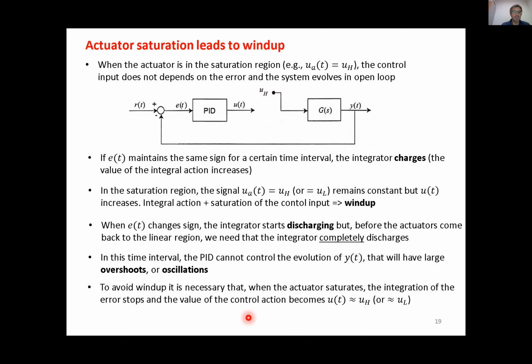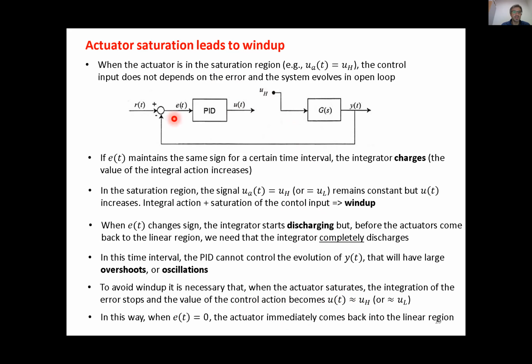And to avoid this effect of wind up, it is necessary that whenever the actuator saturates, the integration of the tracking error stops, and the value of the control action remains at the maximum UH, for example.